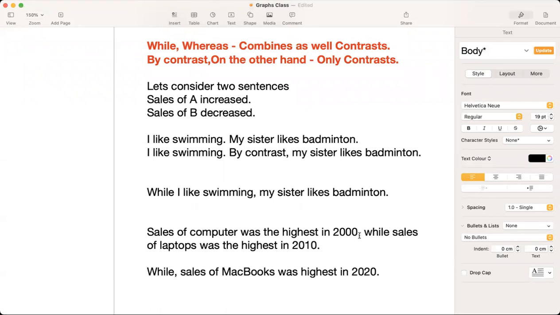Yes, sir. The first sentence, second. Okay, clear. Now look at the second while. This while is not joining anything. It might be making a comparison with the previous sentence. Okay, it's making a comparison.